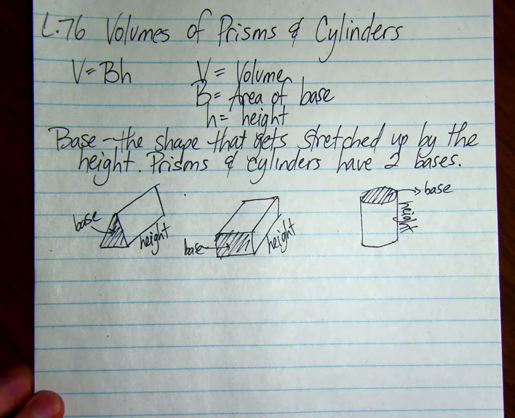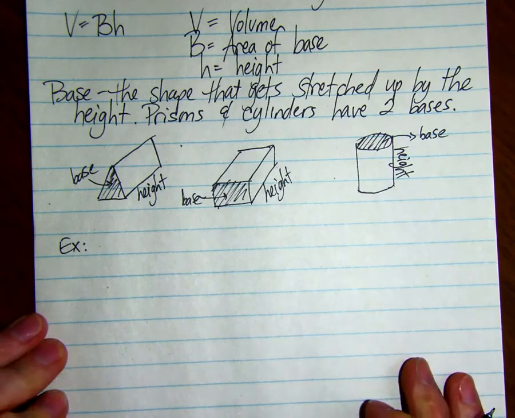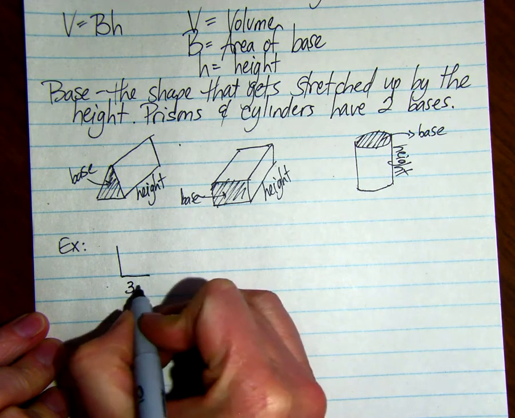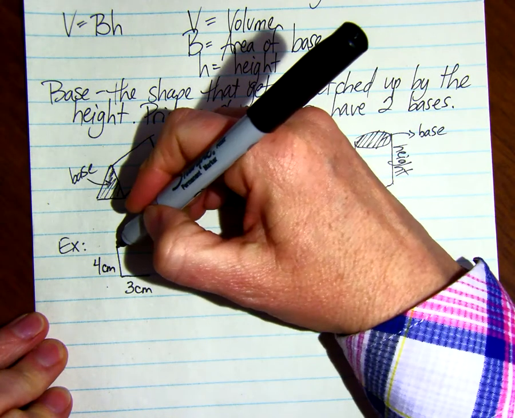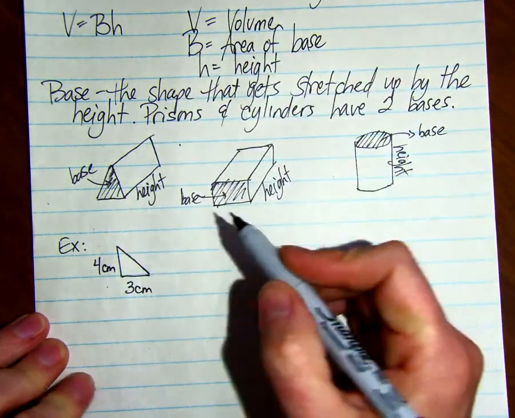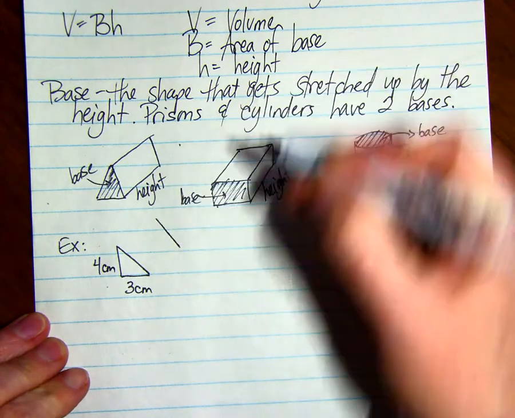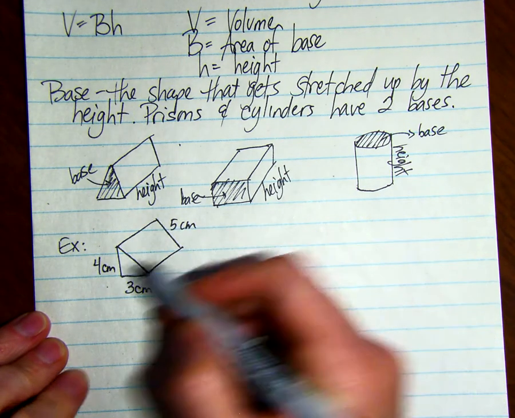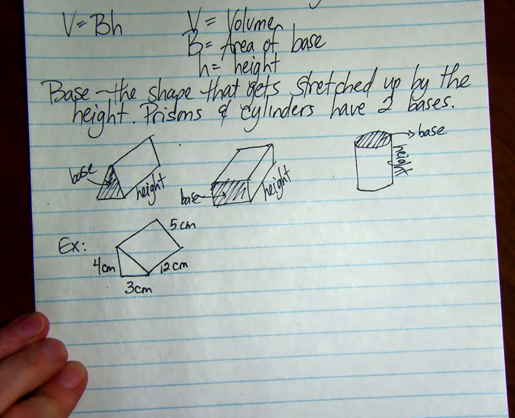So we're going to find the volume of a triangular prism. I want to do a right triangular prism. The small leg is 3 centimeters, the long leg is 4 centimeters. You know the hypotenuse is going to be 5. So we draw this 5 centimeters. Okay, so it comes back. The height of this triangular prism is 12 centimeters.